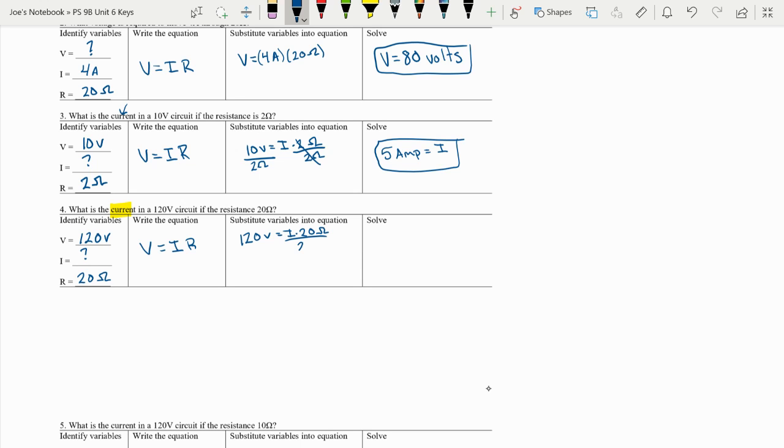To get the I all by itself, we're going to divide both sides by 20. And 120 divided by 20 is 6. So our answer is going to be 6 amps is equal to our current.